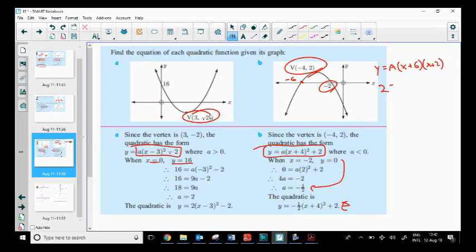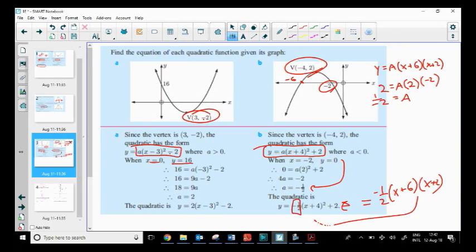To do that, we would say 2 is equal to a times -4 plus 6, times -4 plus 2, which is going to be -2. So that means 2 is equal to -4a. So that's going to be -1/2 is equal to a. Notice that is the a value from over there. I promise you, -1/2 times x plus 6 times x plus 2 should be the exact same quadratic as -1/2 times x plus 4 squared plus 2.